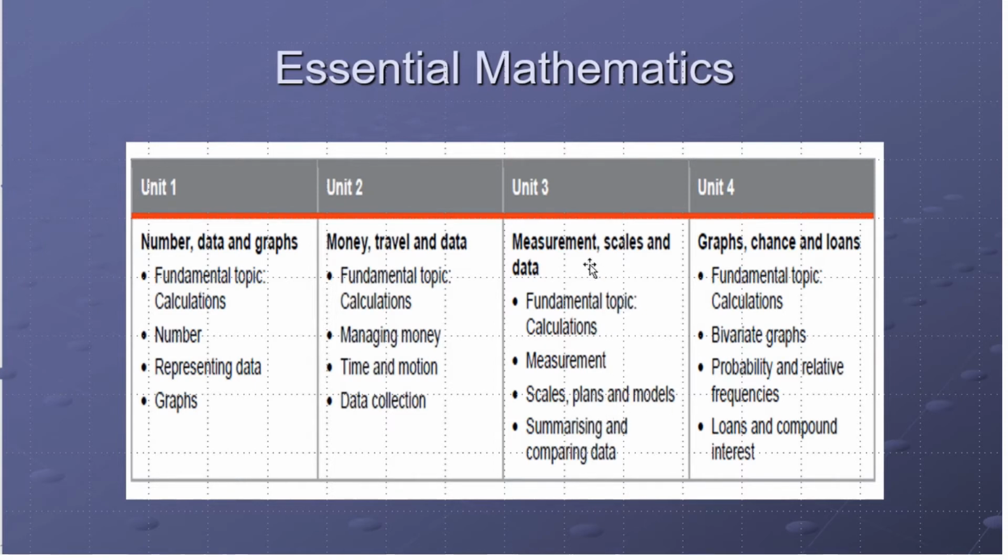So within this section of measurement, we do our Pythag, we do our trig. We're also looking at summarizing that data, looking at the mean, median, and mode. And in Unit 4, we're looking at bivariate graphs, which is our scatter plots, which we're doing in Year 10. And we're also looking at loans and interest, which again is in our Grade 10 course.